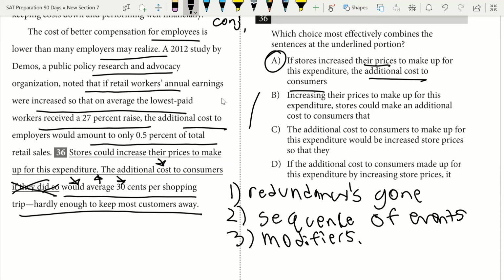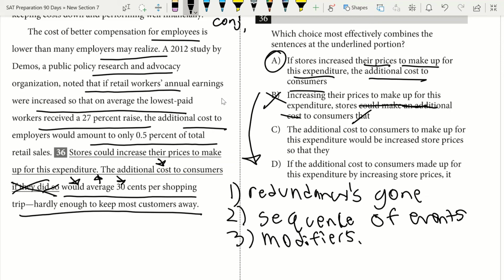As far as why the other answer choices are wrong, I'm going to explain that right now because I think it'll help you understand what I'm talking about. So B: increasing their prices to make up for this expenditure, stores could make an additional cost to consumers that... Well, this right here is very, very wordy. You remember when I talked in week one about being concise? We look at how long this is, and that's really wordy. You use a lot of words like "make up for this expenditure," which is a very long phrase. We also have that in A, though, so that's not really the reason we're going to get rid of it. The real big thing here is that we say stores can make an additional cost to consumers that. Using words like that and "could make an additional cost" is very wordy. That's not concise, so B is wrong because it's not concise at all.